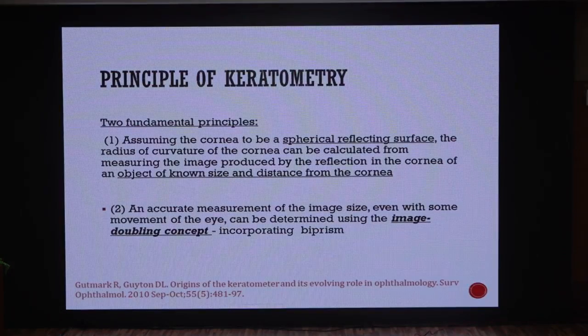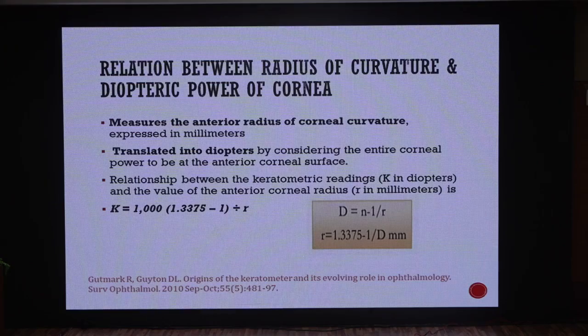So in order to overcome that, prisms were incorporated into the keratometers, and that leads to doubling of the image. With every movement, both the images move together, and that makes the measurements more accurate. We could coincide the images onto each other, and that helps to have a more precise measurement of the image. This concept is known as the image doubling concept.